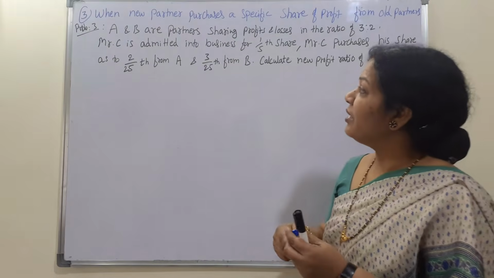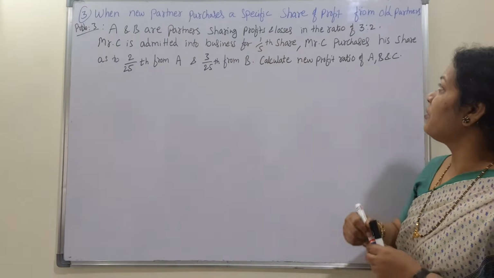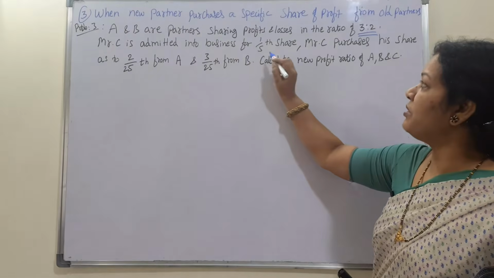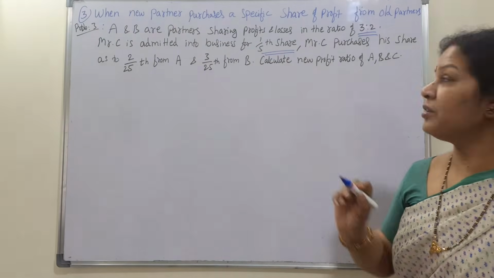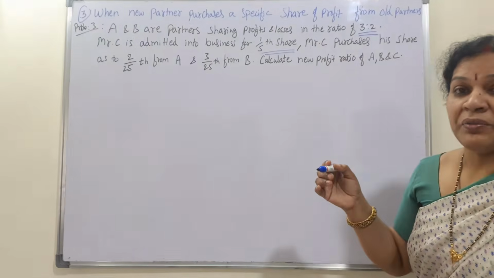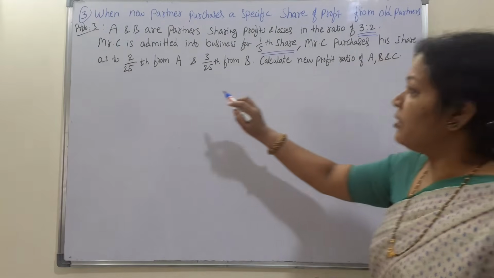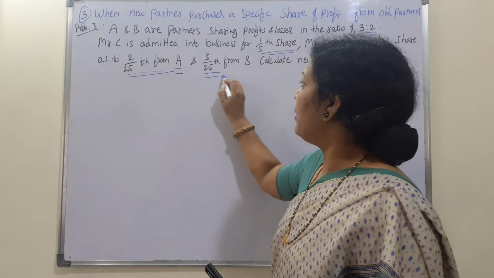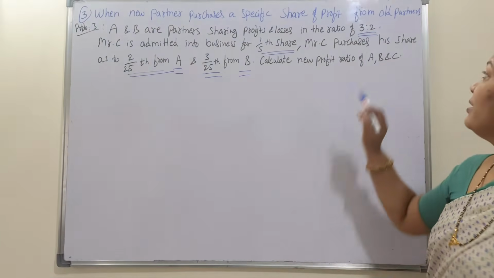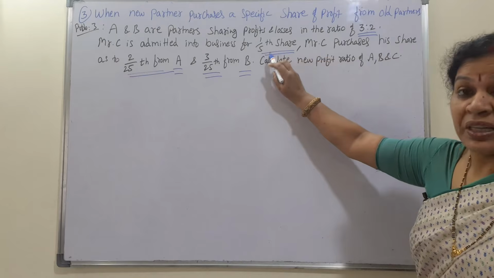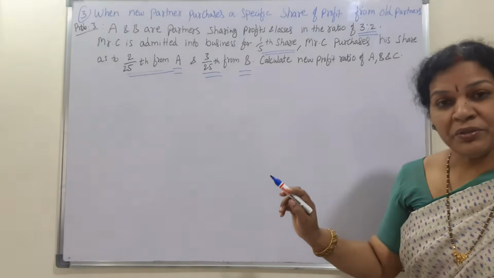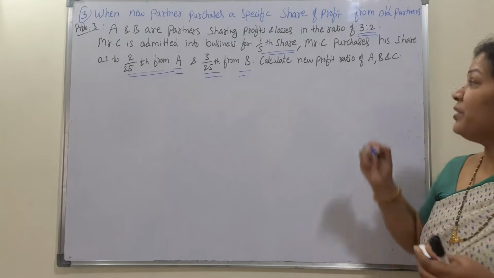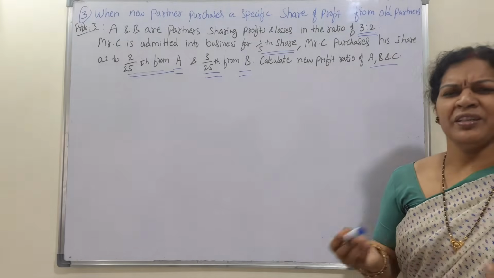Here is the problem. A, B are partners sharing profits and losses in the ratio of 3:2. And Mr. C is admitted into the business for 1/5 share. And how did he get this 1/5 share? C purchases his share as 2/25 from A and 3/25 from B. 1/5, how much share he got? 1/5. He got it from A 2/25 and from B 3/25. Now calculate the new profit ratio of A, B and C. This is the problem. Simple.